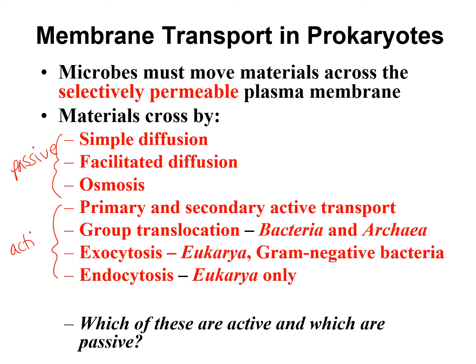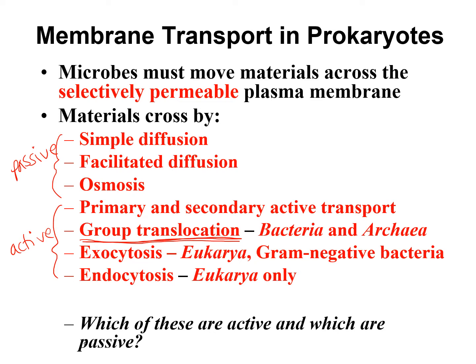And then the last four, these are all active. They all require energy. Okay, and there are some differences between the eukaryotes and prokaryotes as far as who does which type of membrane transport. All of them will do simple diffusion, facilitated diffusion, osmosis, and primary and secondary active transport. But group translocation, that's new. You haven't learned about that before. That's only done in prokaryotic cells. So just the bacteria and archaea are able to do group translocation.